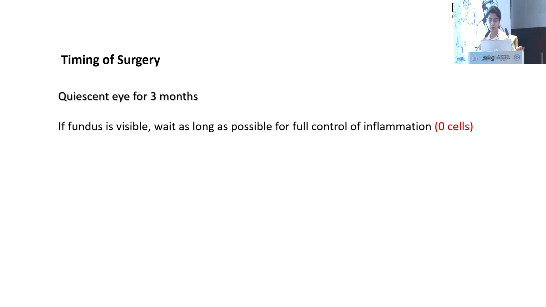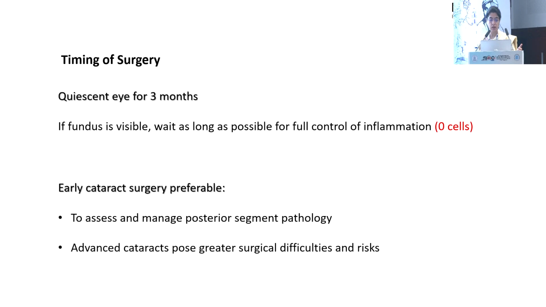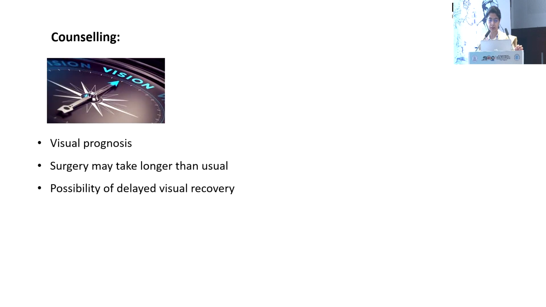Timing of surgery is important. Ideally, the eye should be quiescent for 3 months, but this does not apply for Fuchs uveitis. If the fundus is visible, wait for as long as possible for full control of inflammation. Please delay the cataract surgery as much as possible. If the patient is having even 6/9, 6/12 vision, we can wait to do the surgery in these eyes. Early cataract surgery is preferable to assess and manage posterior segment pathology and when advanced cataracts pose greater surgical challenges.